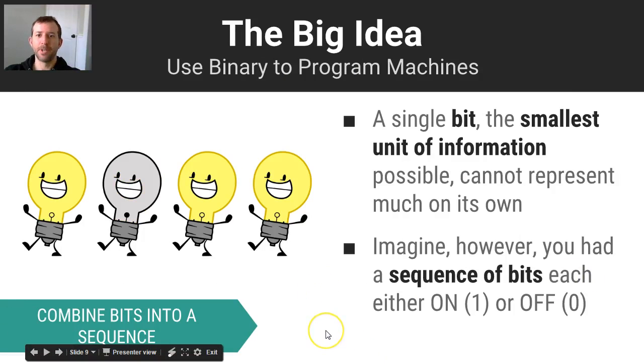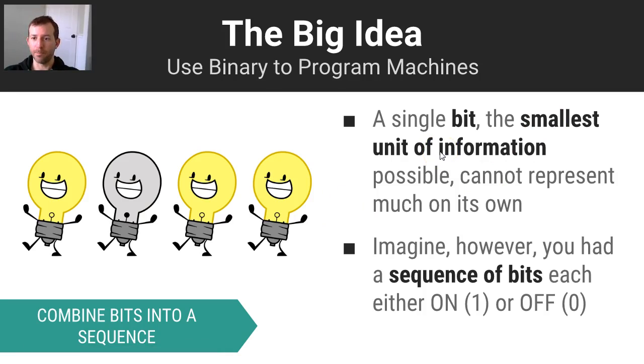The big idea: use binary to program machines. Part of the study we've done already in this class is about Konrad Zuse and how he discovered that using a combination of old telephone relays and this binary number system, he was able to make one of the first electronic computers. So all information is stored as a single bit, either a 0 or 1, a binary digit, and that's the smallest unit of information possible.